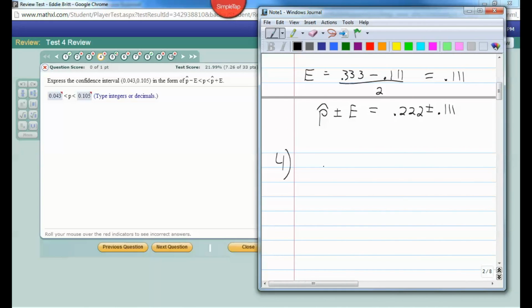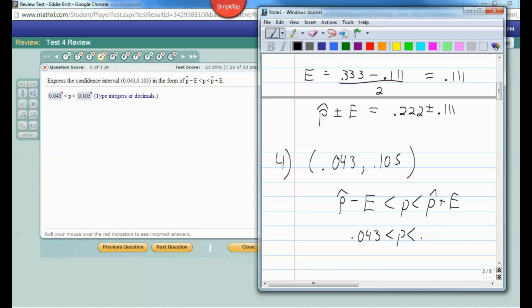Number 4. Express the confidence interval, 0.043 and 0.105, in the form p hat minus e is less than p is less than p hat plus e. Well, this lower limit is p hat minus e, and this upper limit is p hat plus e. So I don't have to find those, they're already in the problem. The way that I would write that is 0.043 is less than p is less than 0.105. So I didn't actually have to find the p hat and the e. I have the sum here and the difference here, so all I do is just copy it down.